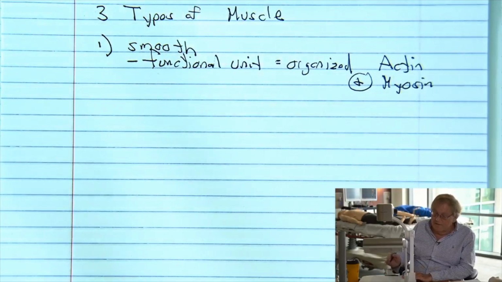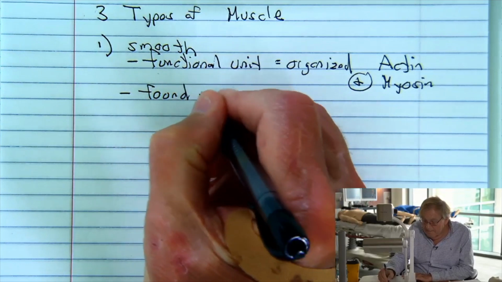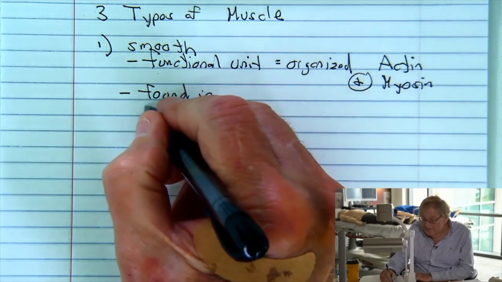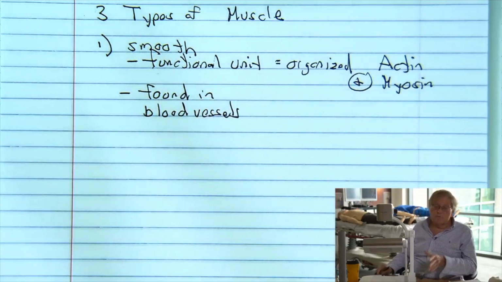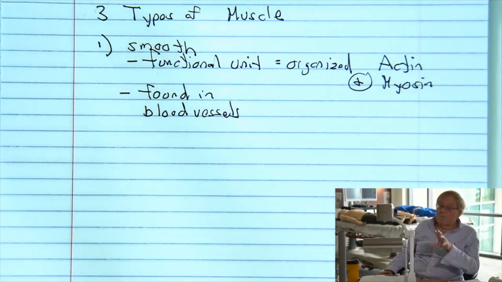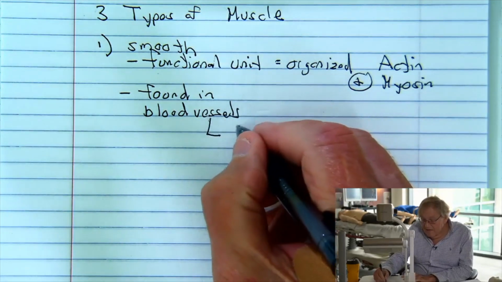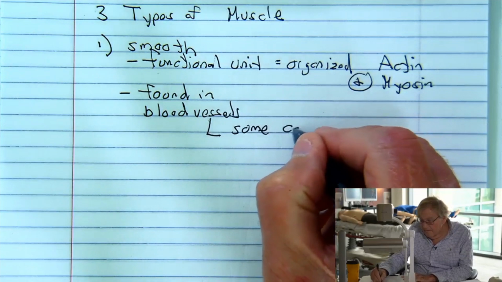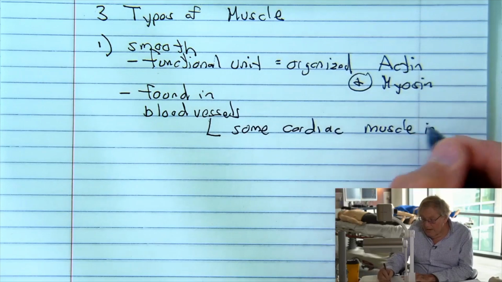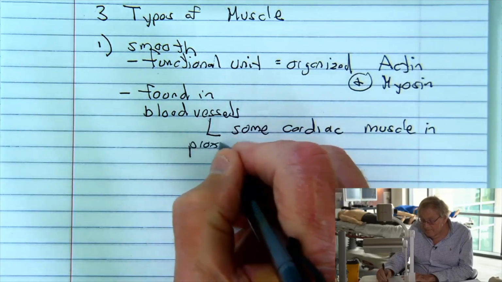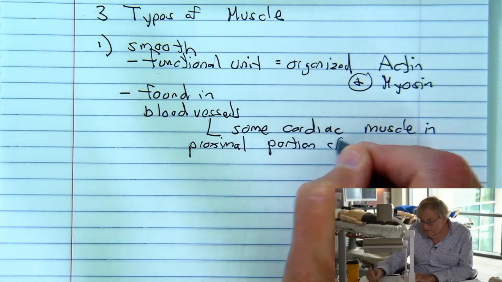So smooth muscle, and I think of it by where I find it. It's found where? Well, blood vessels are a great example. Now there are some exceptions to the rule. As a general rule, all blood vessels are smooth muscle. But you do find some cardiac muscle in the proximal portion of 4 vessels. Remember, proximal means the beginning.